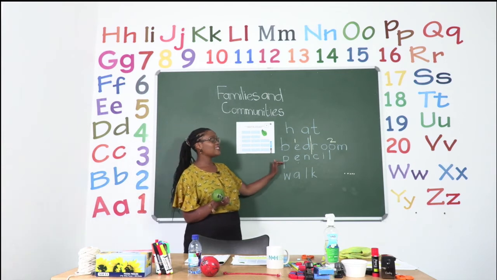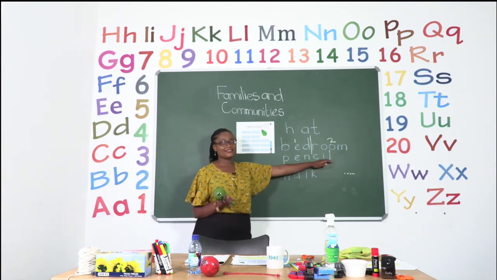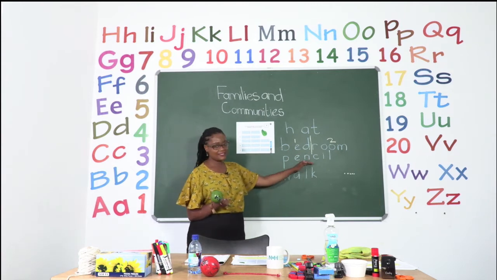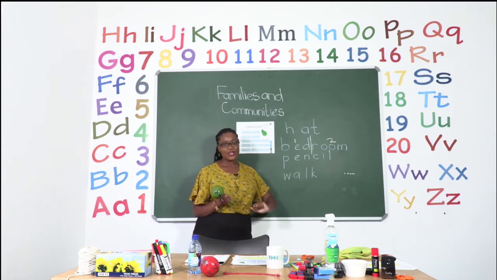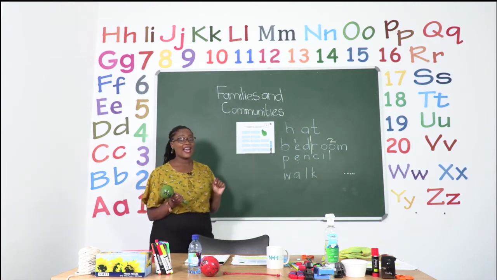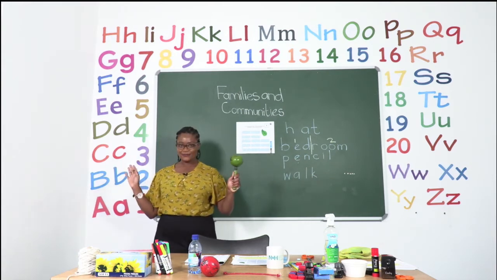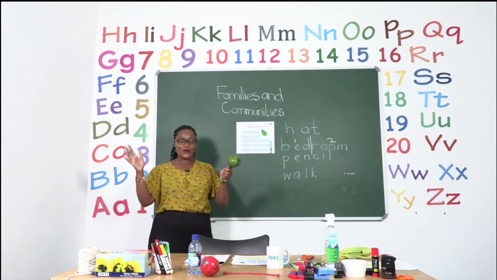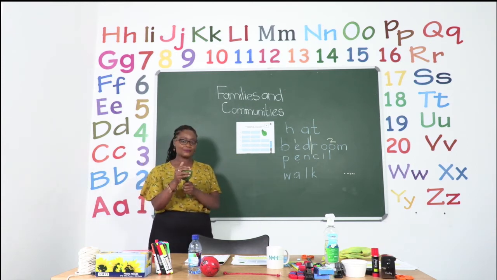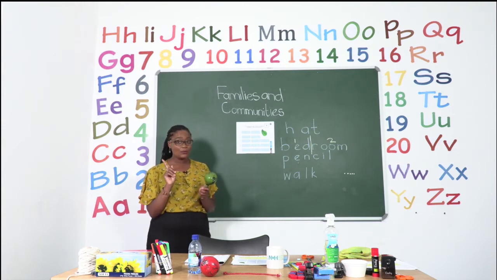The next word we have, let's read it together, pencil. Let's read it again, pencil. Well done. So now we want to find out how many syllables we have in the word pencil. Let's take our hands. You are clapping, I am shaking. Let's go. Pencil. Is it correct? Let's try again. Pencil. So how many do you think we have there? Yes, well done, grade threes. We have two syllables. Let's see where they come from.